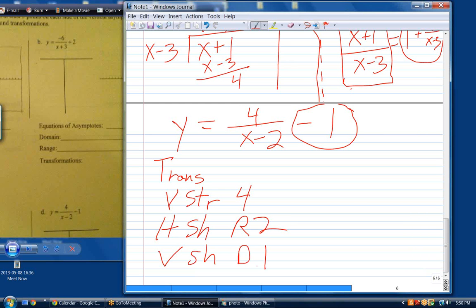Okay, so we got all the transformations. Now let's plot it. Where's our vertical asymptote? 2. Where's our horizontal asymptote?